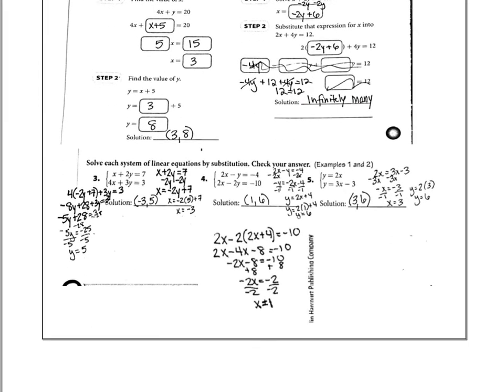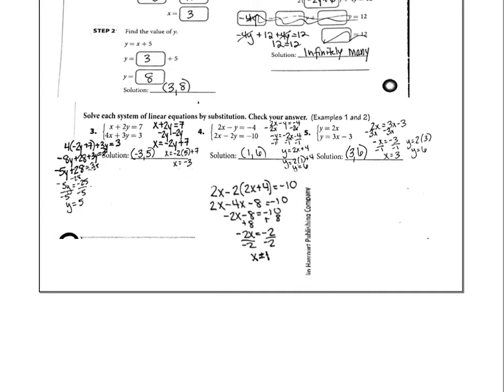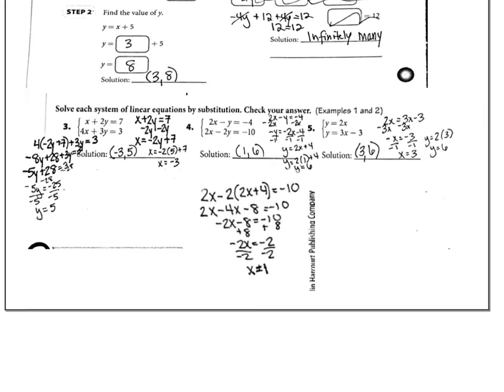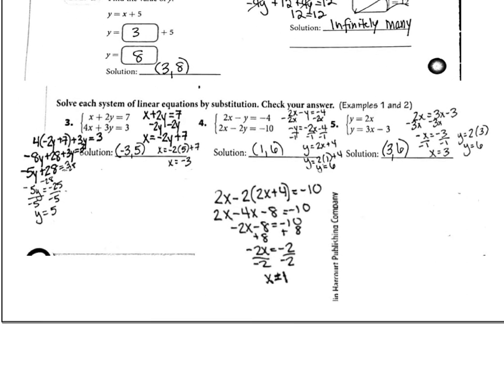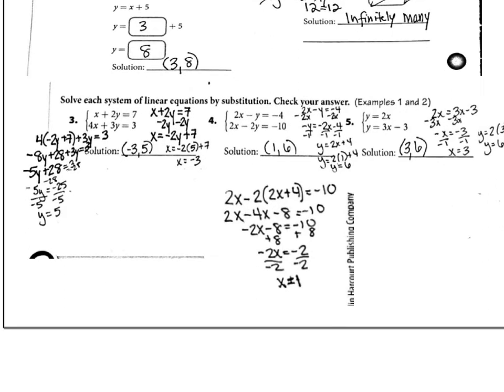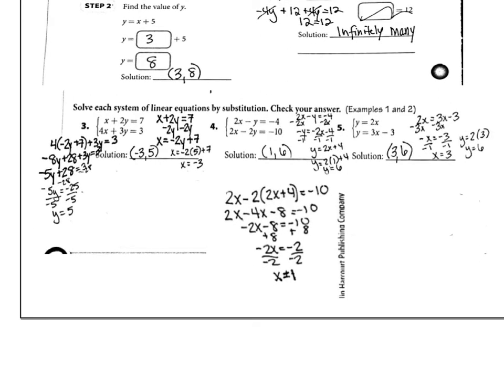3, 4, 5. Number 3 is negative 3, 5. 4 is 1, 6. And number 5 is 3, 6. So go ahead, take a moment, look through the work, and give each other help as needed to figure out the answers if you got it wrong.